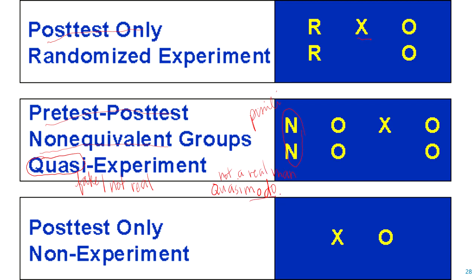Okay, not a real man. So quasi means not real. Okay, and then finally you have post-test only. Notice na meron tayong treatment. Okay? Pero unang-una, ilang groups meron tayo? Okay, you only have just one group.